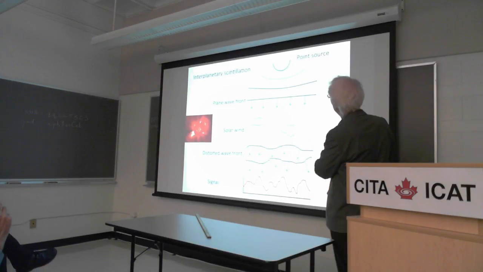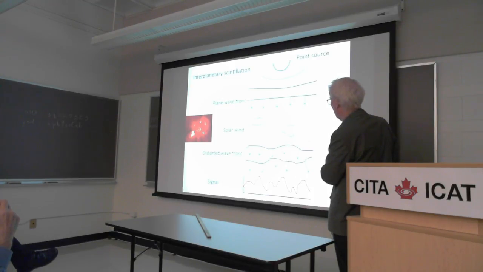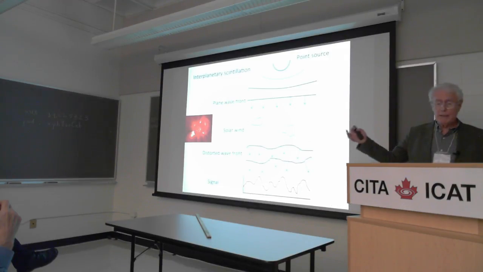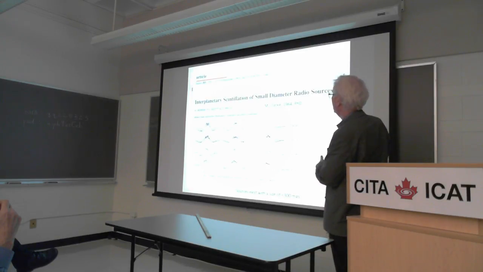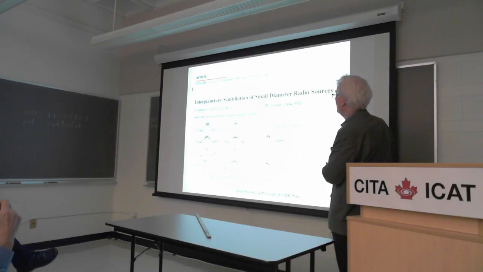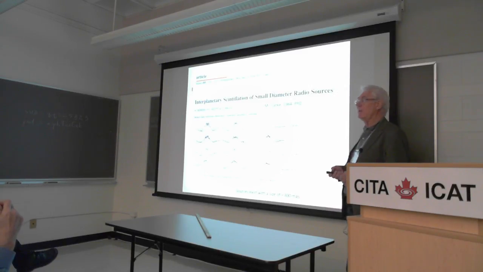So if we have a point source there, and then at a particular distance, it's a plane wave if there's no medium. Now it comes to the solar wind, finds all these density enhancements, refractive index variations, and so we suddenly have a distorted wave front, and then we have interference fringes, and that leads to the signal variations that we are studying. The first ones were actually published by Hewish, and the really first observations of these interplanetary scintillations were actually done by Margaret Clarke, who got her PhD in 1964.